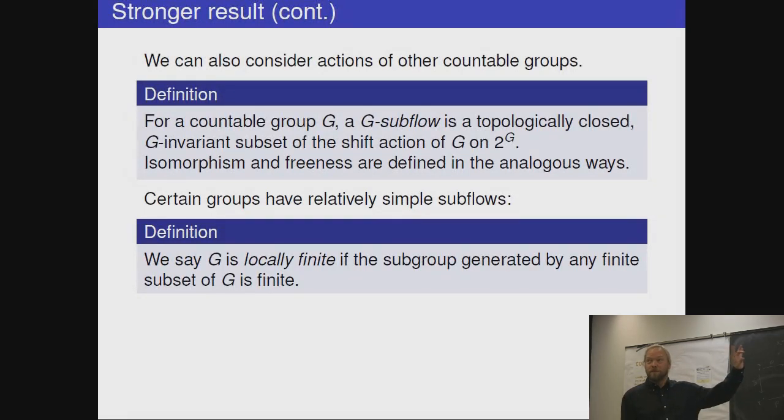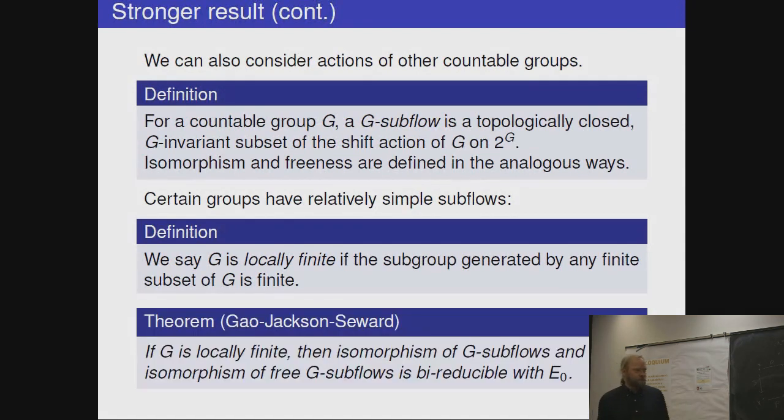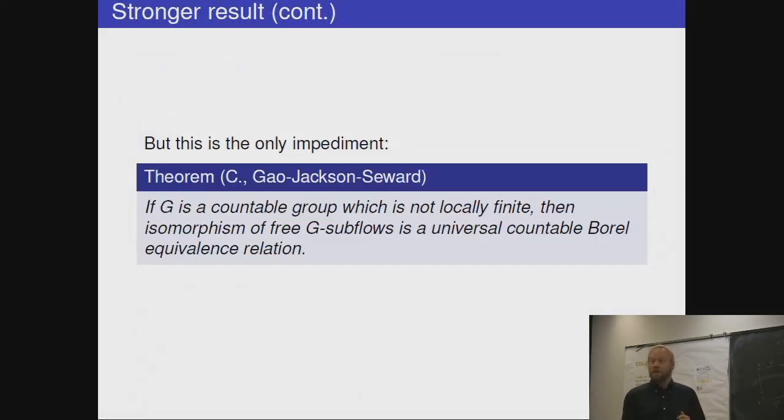Some groups actually turn out to be really too simple. A group is locally finite if whenever you take a finite subset, it generates a finite subgroup. Well, these turn out actually not to be very complicated to classify, the subshifts or the subflows up to isomorphism. They actually are just the complexity of E0. So they're dramatically simpler than for the integers. However, this is really the only impediment. If we have a countable group that's not locally finite, we look at the free G-subflows. The isomorphism of these is the same universal countable Borel equivalence relation.